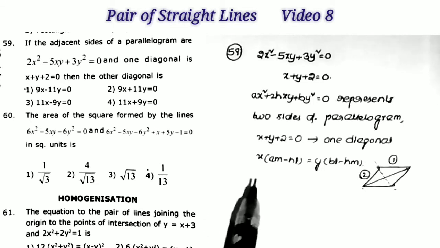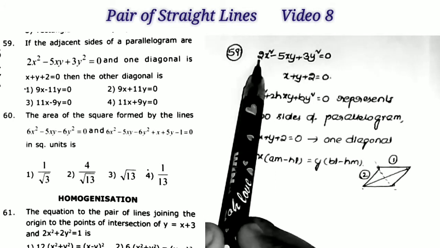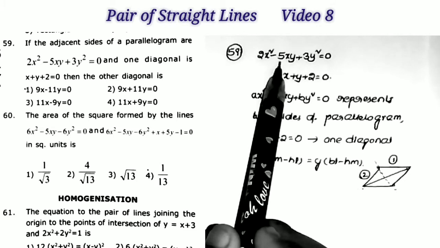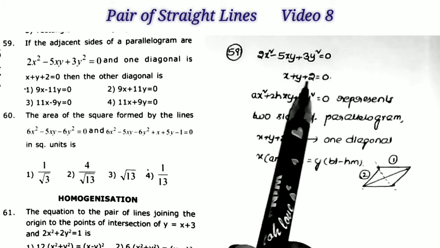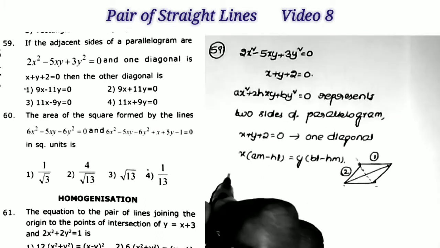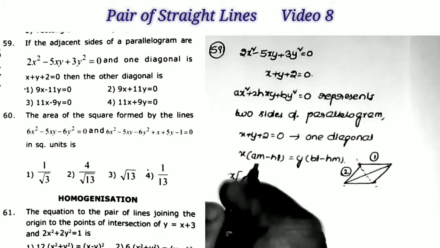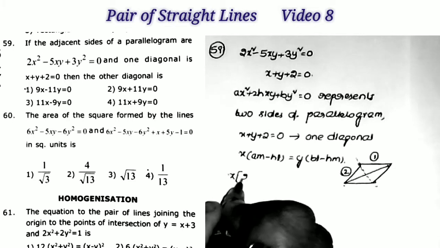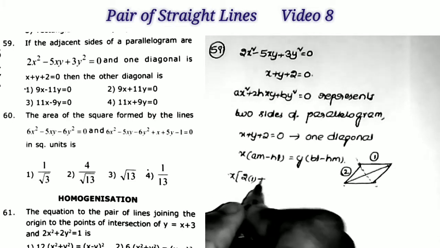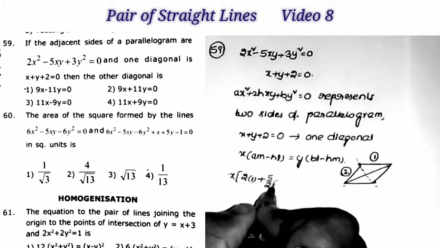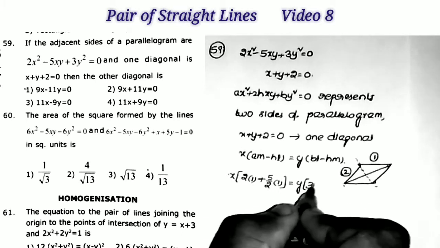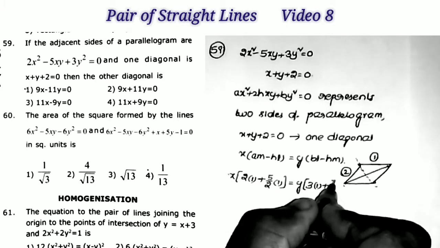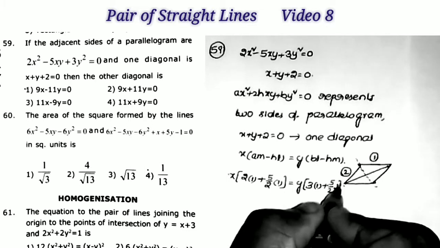Now what are the values here? a = 2, b = 3, h = −5/2, l = 1, m = 5, n = 2. Replacing the values: x(a·m − h·l) equals y(b·l − h·m), that is x into a = 2, m = 5, h = −5/2, l = 1, equals y into b = 3, l = 1, h = −5/2, m = 5.